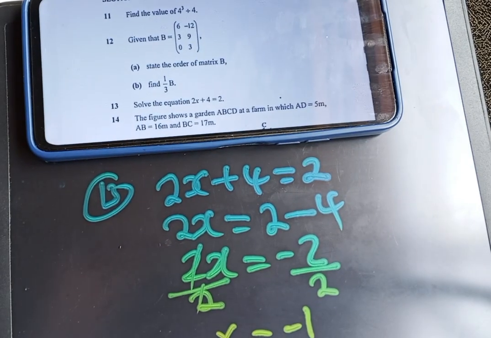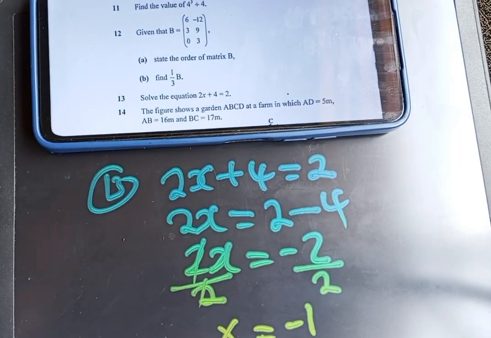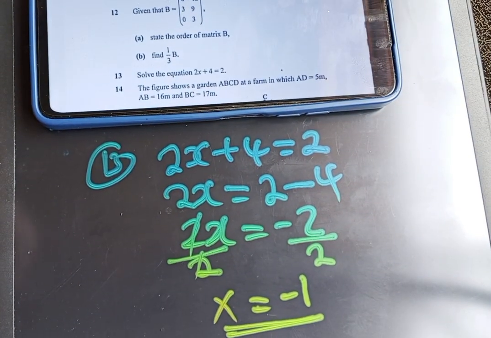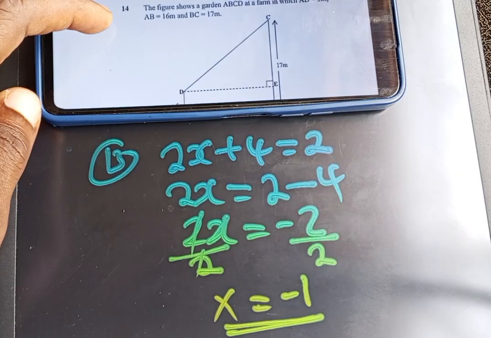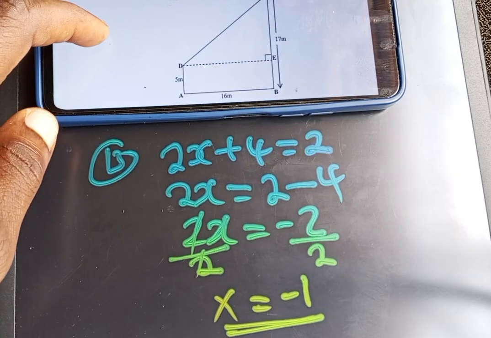So the answer for question 13 is 1. The answer for question 13 is what? 1. Okay, we move. Let's look at the next question.